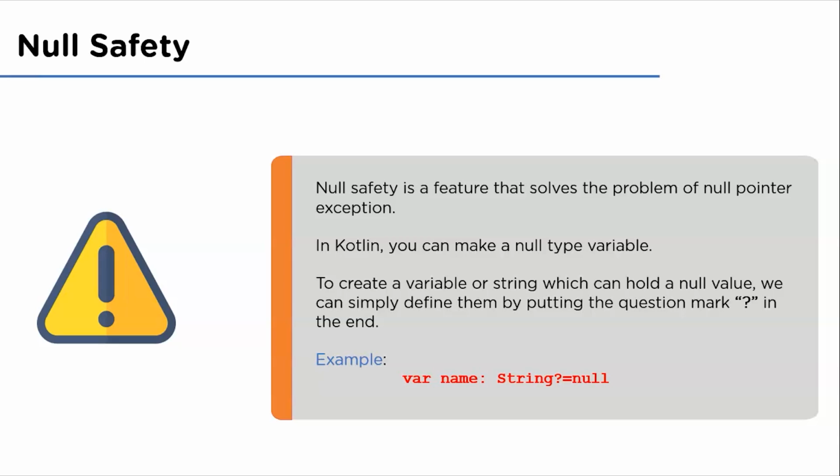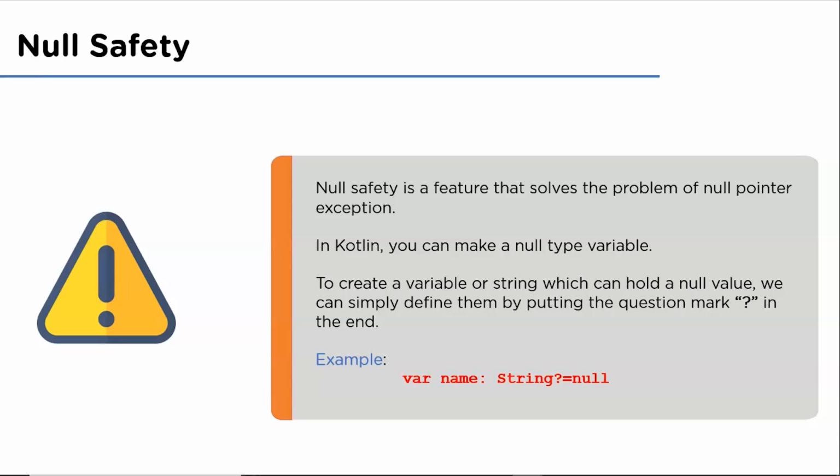In Kotlin language, you can easily create null type variable. To create a null type variable or string which can hold a null value, we can simply define them by putting the question mark at the end. As we can see in the example, name is the variable name and string is the type, and after string there is a question mark, which means that this variable is of null type. By default, all the variables are not null in Kotlin, but you can create one by putting a question mark with them.